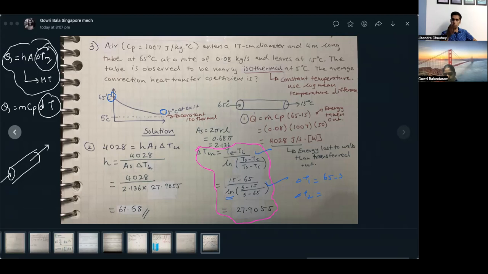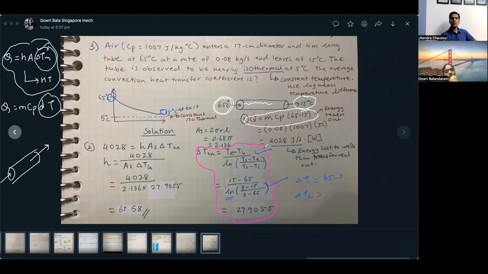So in this question, they told us that a fluid, I think it is air, is entering the pipe and initially it has a temperature of 65 degrees Celsius. Then it got cooled and later on it has a temperature of 15 degrees Celsius. So what happened? Heat was lost. That air lost the heat, and the heat lost can be taken as mCp dt of air.